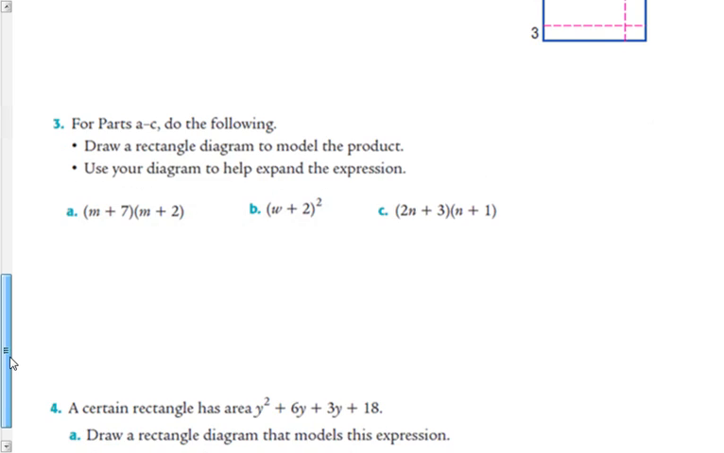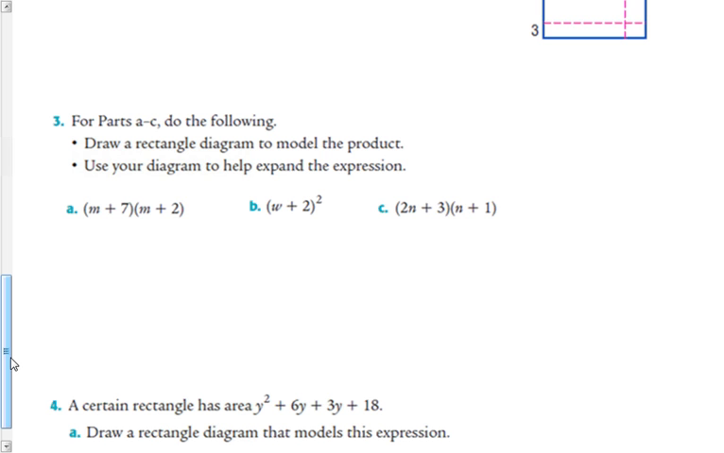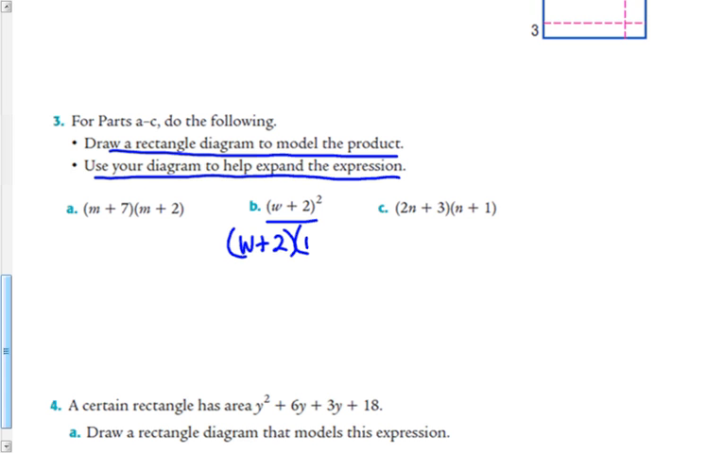But number 3 here, and this is on your next page, page 7. It says draw a rectangle diagram to model the product, and then use the diagram to help expand the expression. So that means we want to write it without parentheses. So I'm going to draw this diagram. So I have w plus 2 squared, which means w plus 2 times the quantity w plus 2.